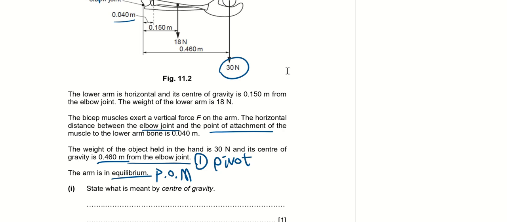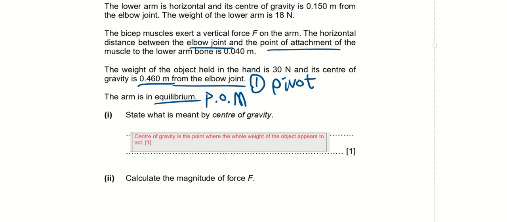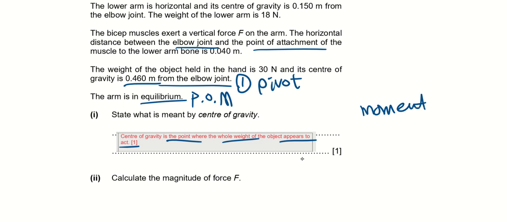But before the calculation, we need to state what is meant by center of gravity. Center of gravity is the point where the whole weight of the object appears to act. Please memorize this. So we actually have three definitions in moments. You need to know what a moment is, you need to know CG, and you need to know your principle of moment.